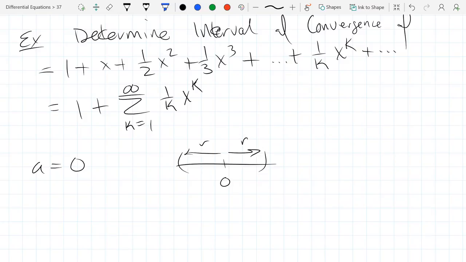And I think when in doubt, ratio test is the way to go. Ratio test also, by the way, fails at your endpoints. You get inconclusive. So apply the ratio test.